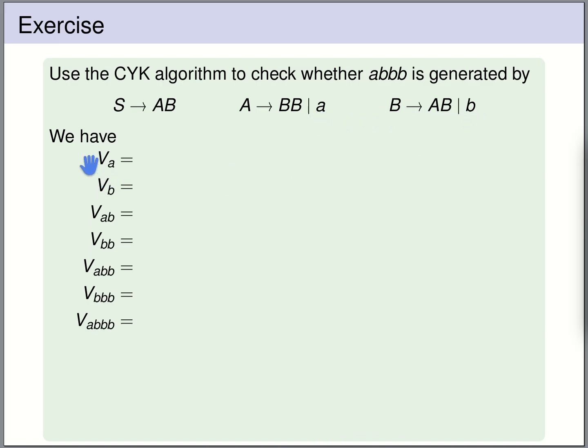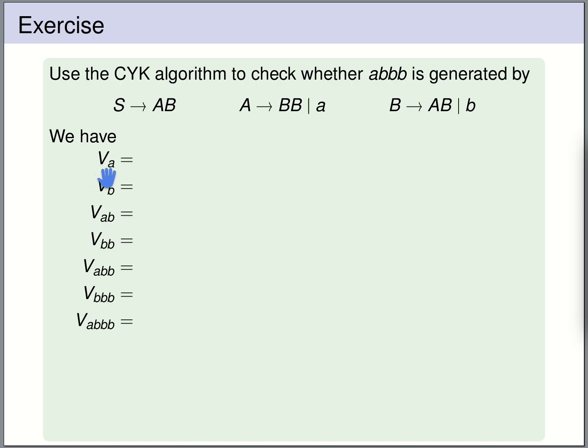Now we are going to compute these sets of variables V_A, V_B, and so on, where the subscript is a subword of our input word ABBB. So A is a subword, B is a subword, AB, BB, ABB, BBB, and the entire word ABBB is also a subword of our input word. We start with the shortest subwords, so with the single letters V_A, V_B.